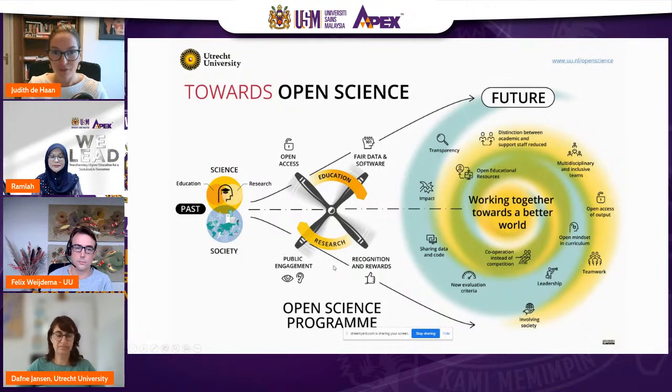We have five tracks now in this Open Science Program, consisting of open access, FAIR data and software, public engagement, recognition and rewards. And we lately added one track, which is called Open Education. You see it here in this propeller, because, of course, open education goes through all these different tracks, as does research. But our main focus of the Open Science Program started with the research part, and now we are incorporating open education as well.